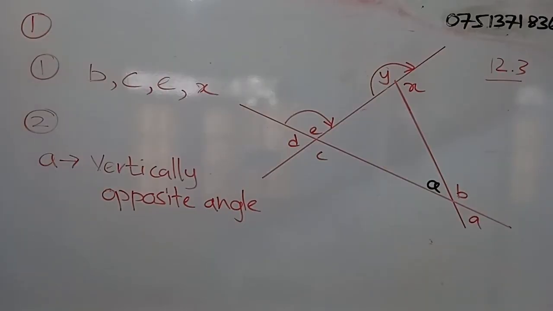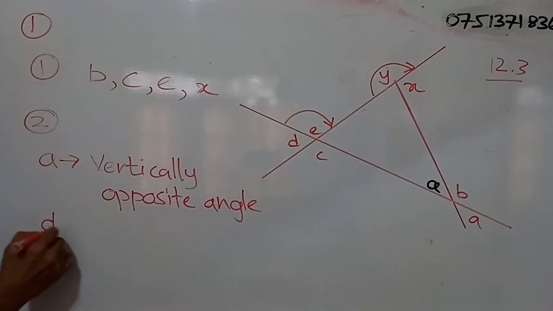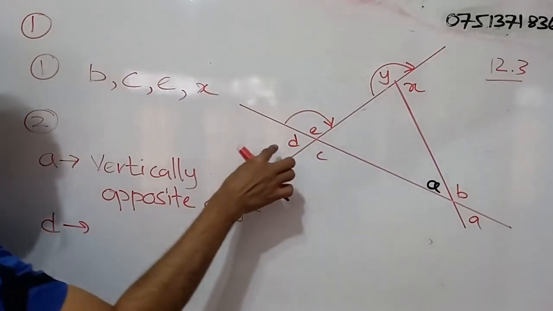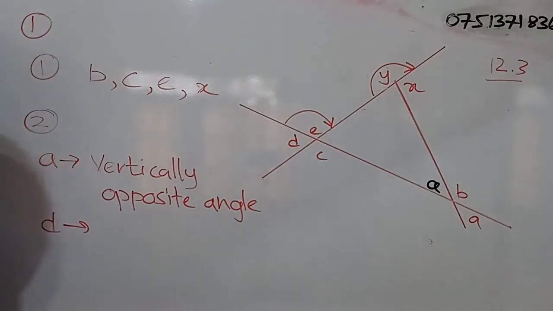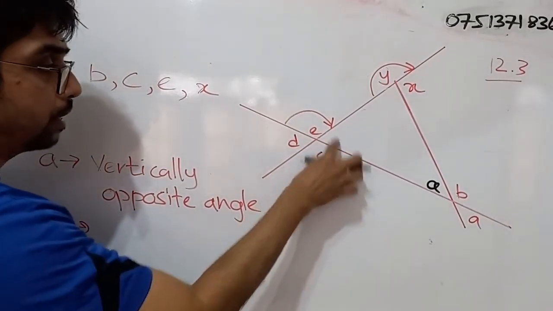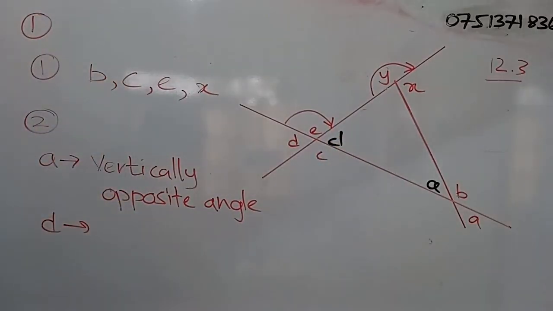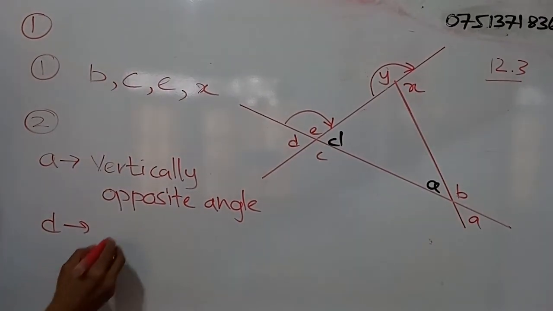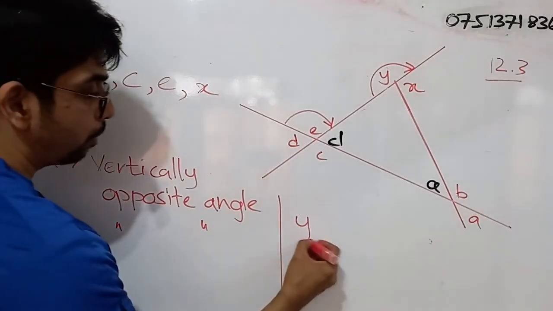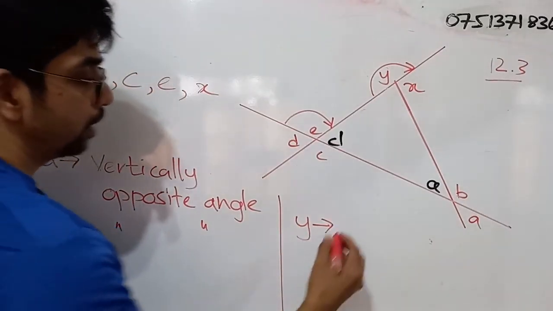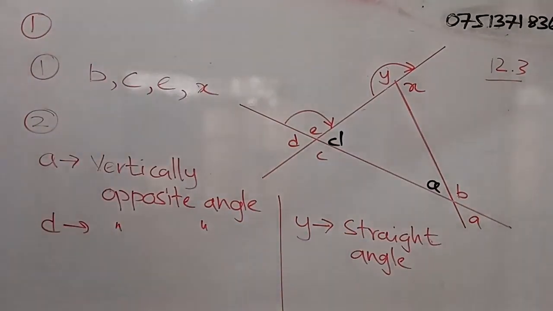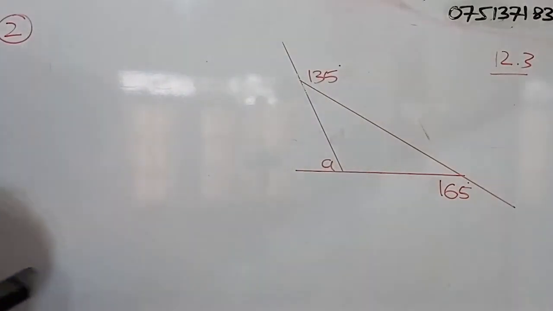Okay, then D, same reason, right? D is also a vertical opposite angle, no? If we think about this angle, what is the magnitude? That is also D. Why? Vertically opposite angle. Okay, then Y. So here the same reason, no? So if we talk about Y, what is the reason? Y is a straight angle. Right. Question number 2.